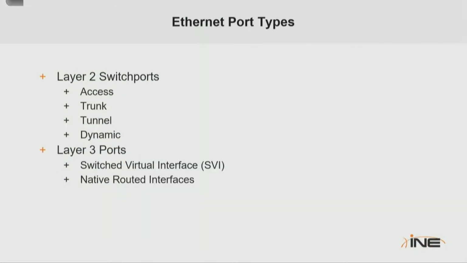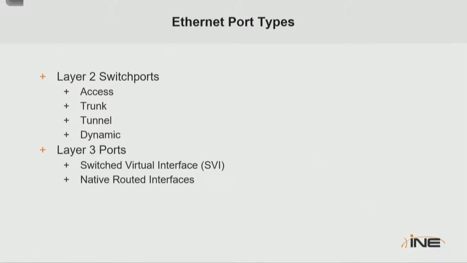Now the Ethernet port types, we could break these down into 2 different categories. We have our layer 2 switch ports and we have our layer 3 ports, where the layer 2 access port is going to be 1 VLAN. The layer 2 trunk is going to be multiple VLANs. The layer 2 tunnel is going to be for a .1Q tunnel. We'll come back to this later. And then dynamic is going to be to dynamically negotiate trunking with the dynamic trunking protocol.